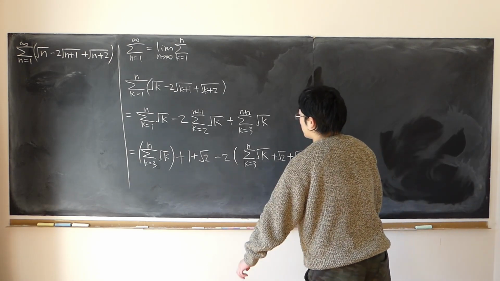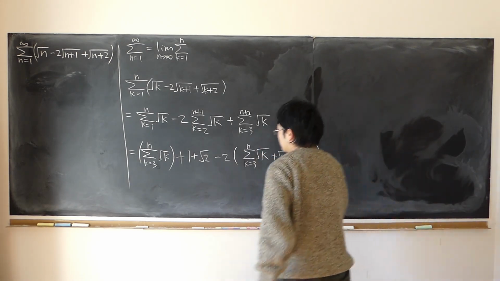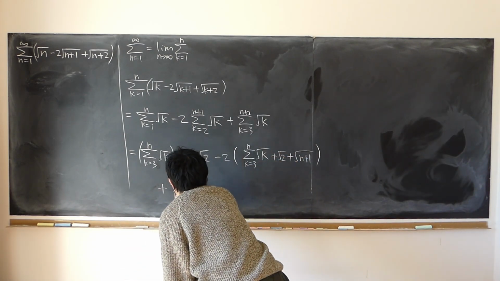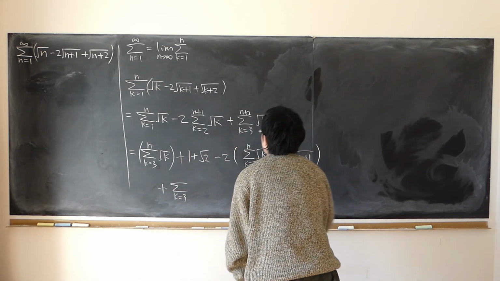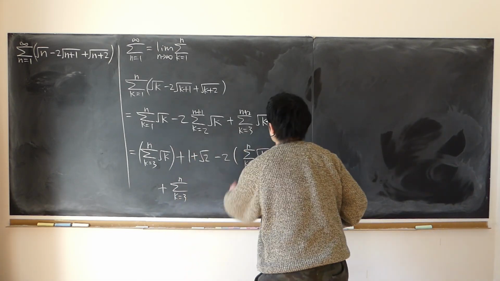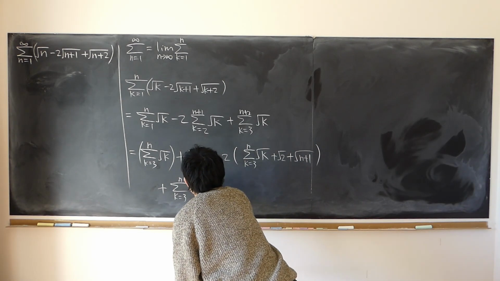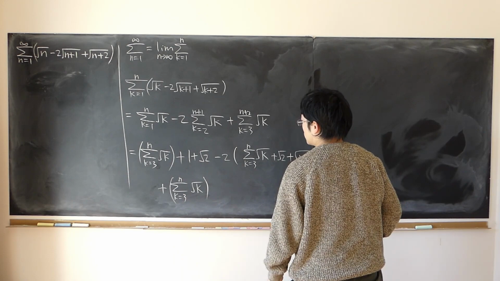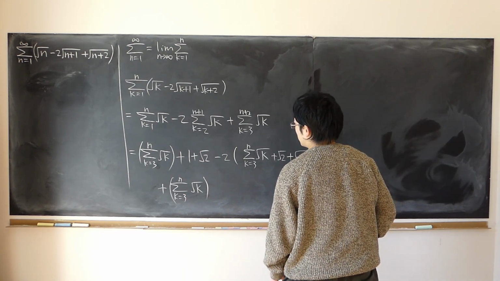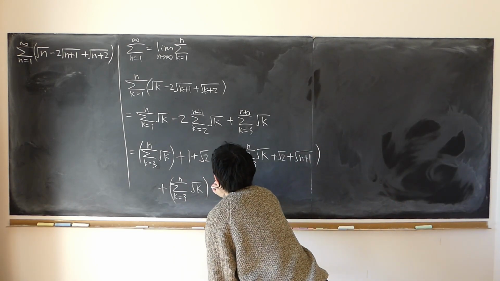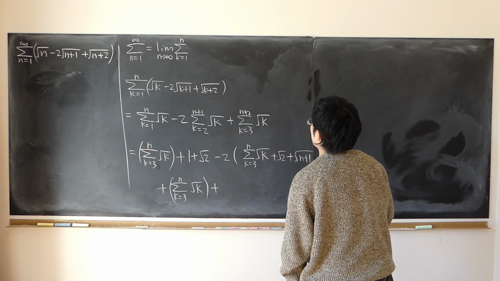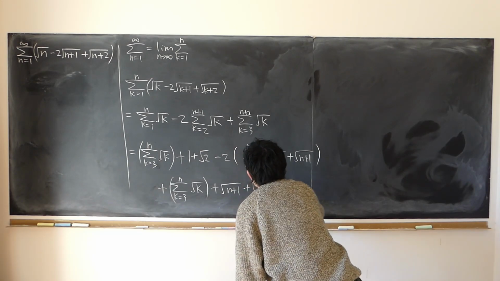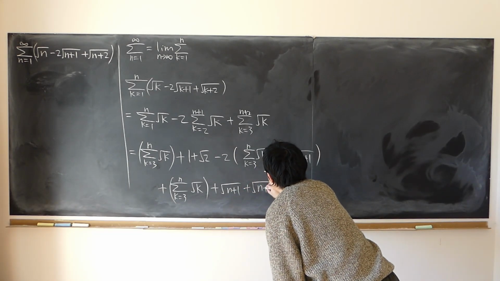So my last sum, again, I want to start from 3. And I want to end at n, because it goes beyond n, square root of k, separately. What are my last 2 items? The last 2 items are square root of n plus 1 and square root of n plus 2, obviously.